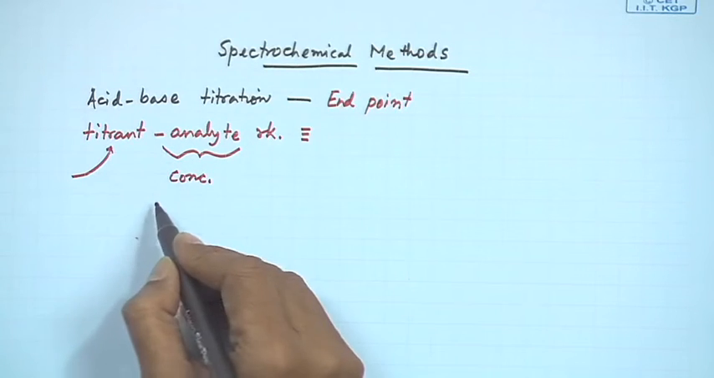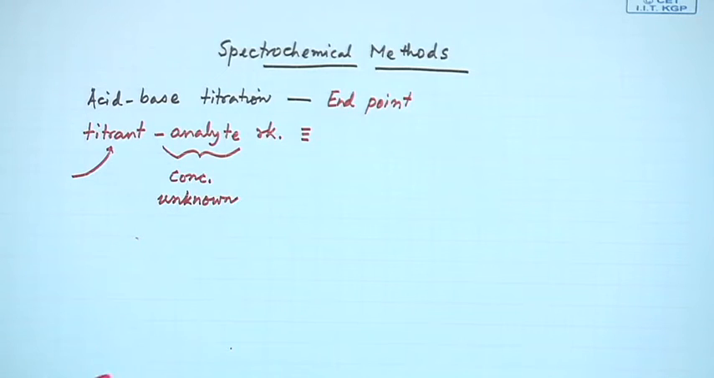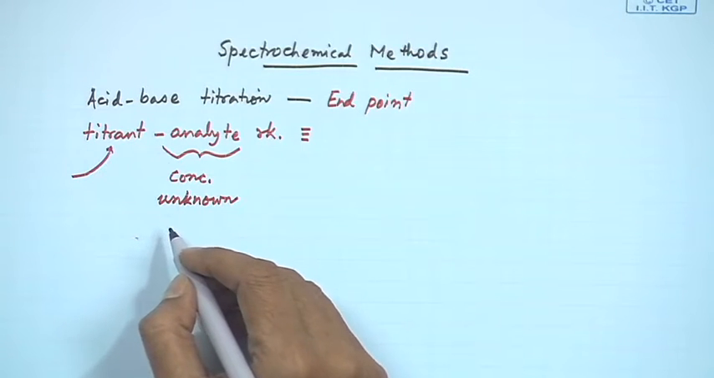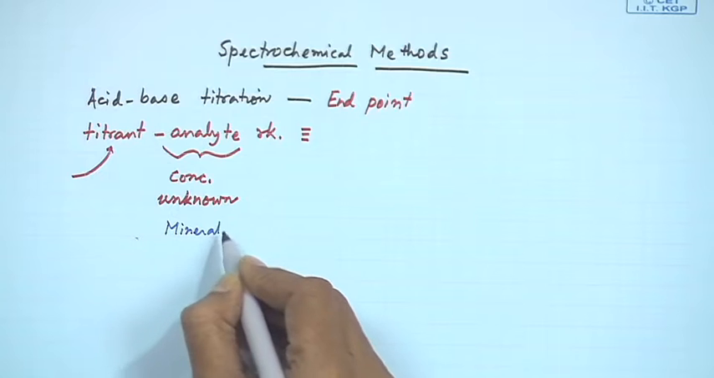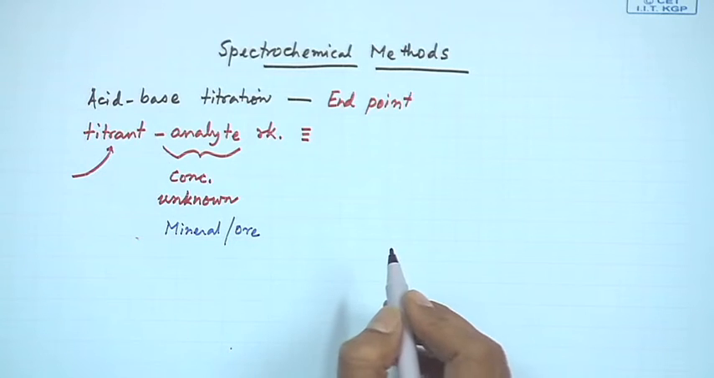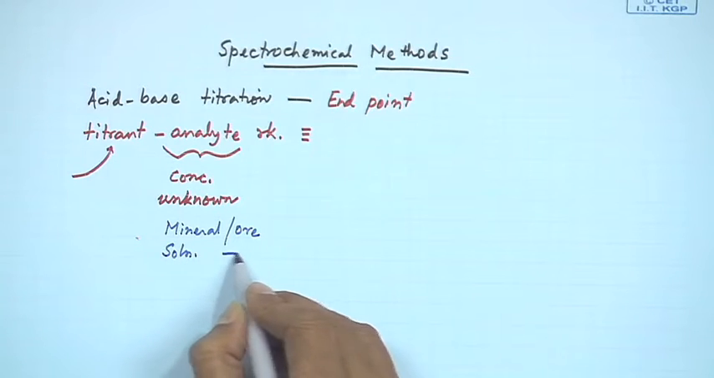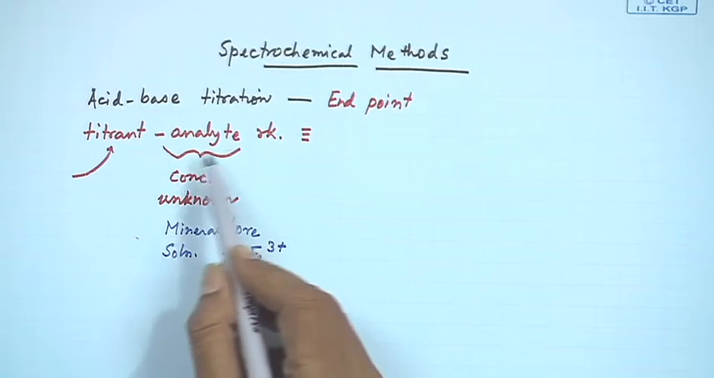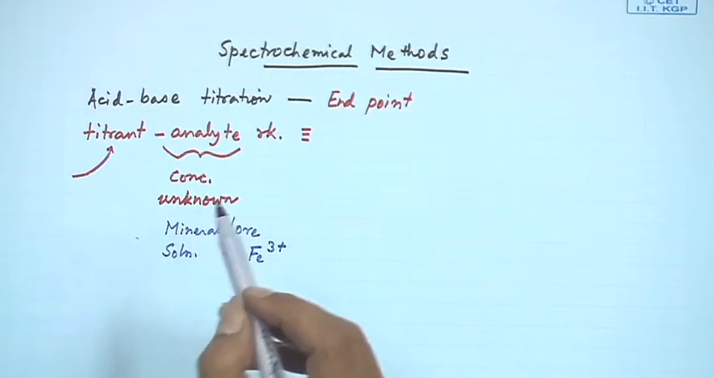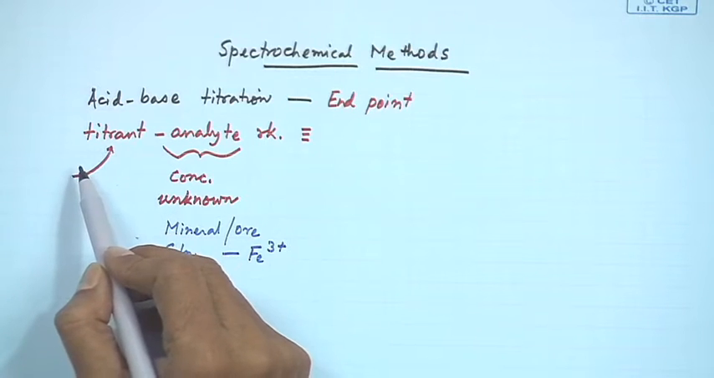So this is your unknown. Our analyte is unknown. Whatever analyte we have, it can be a solid sample, a mineral or an ore sample, or a simple solution of any other metal ion, say Fe3+. So when you go for this reaction, you have an unknown analyte concentration, and that unknown analyte concentration should be consumed by the titrant whose strength is known.